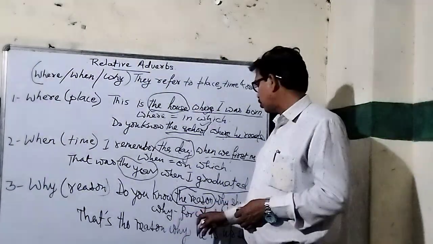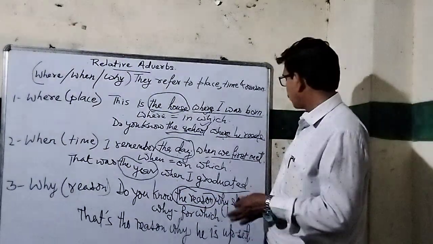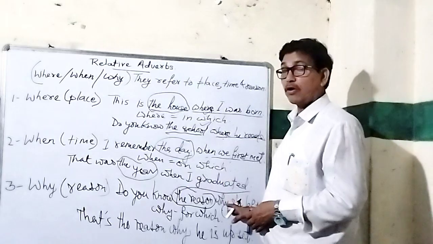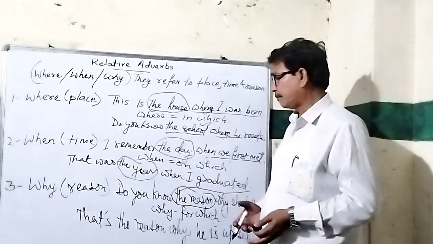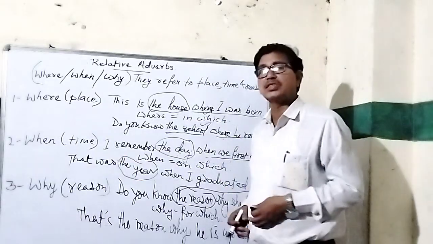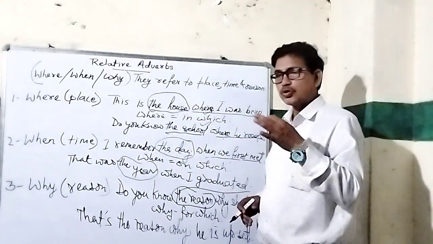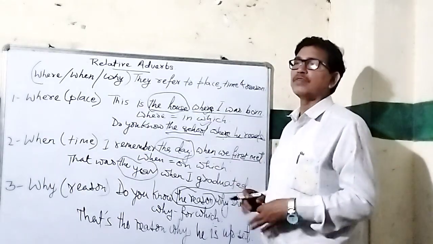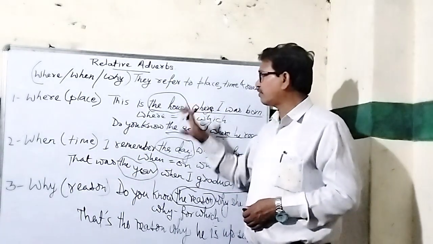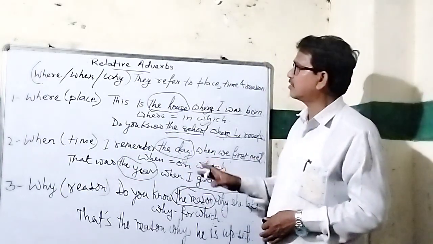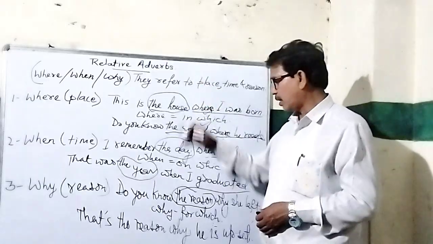Why is equal to for which. I can speak the same sentence: do you know the reason for which she left? So this which is a relative pronoun. The same sentence can be used in a different way, that is called transformation of sentences. In so many previous videos we have discussed different kinds of transformation also, but here the main purpose of this video is introducing yourself with relative adverbs.